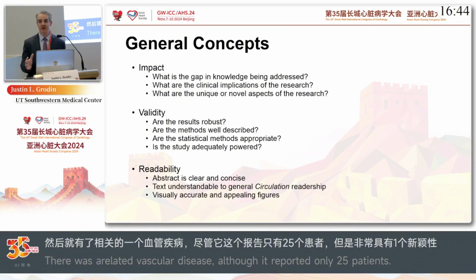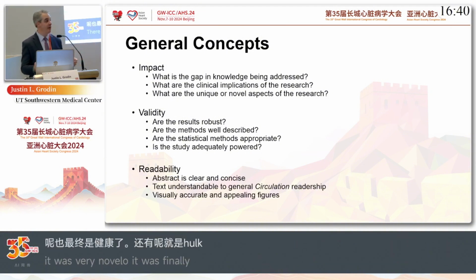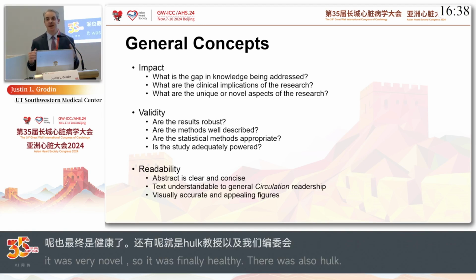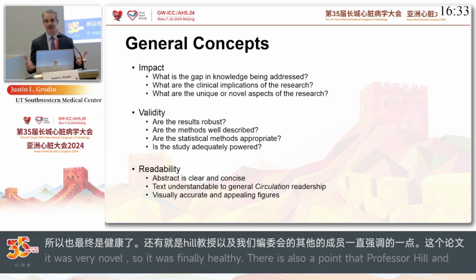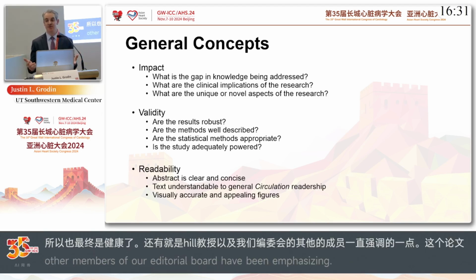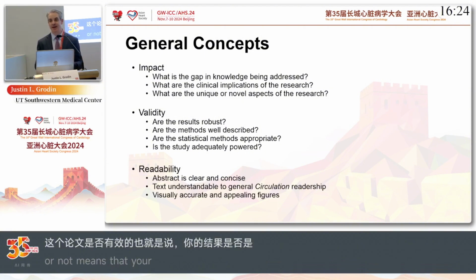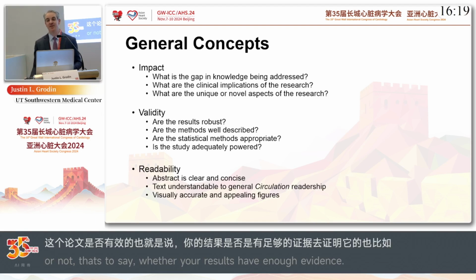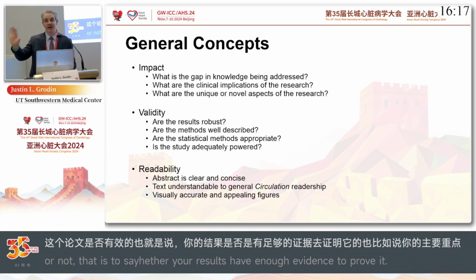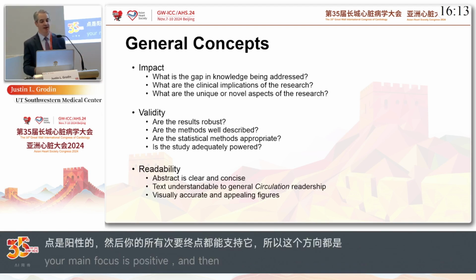And then one of the things that Dr. Hill and the rest of our colleagues on the editorial board harp on all the time is, is this manuscript and is this work valid? So what do we mean by that? Are the results robust? Does everything they show support the conclusions they're trying to make? So if you have a primary outcome that's positive and it's supported by all the secondary outcomes that are going in that direction, that would be an example of something that would be a very robust finding.